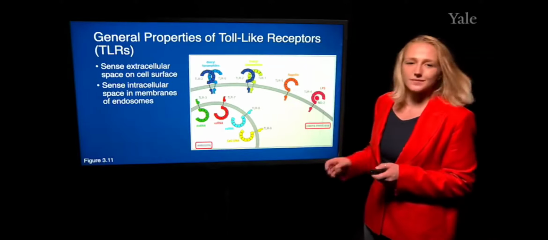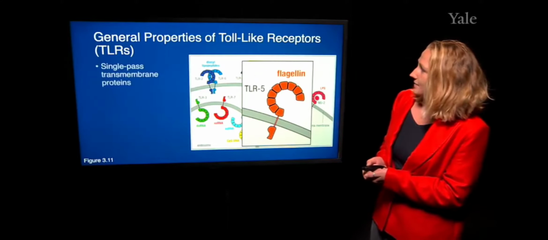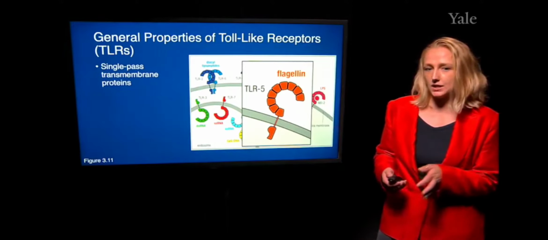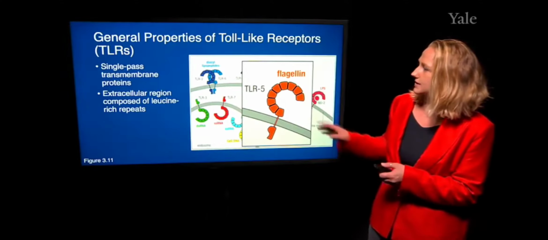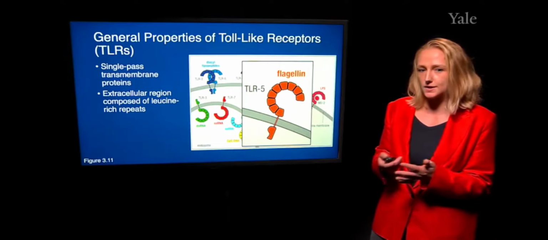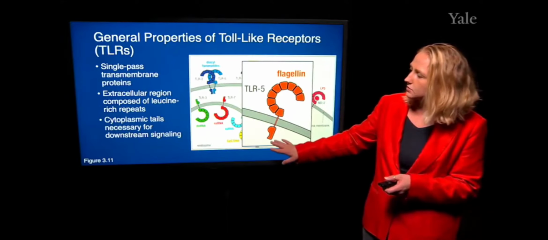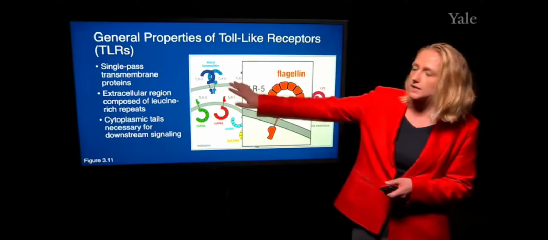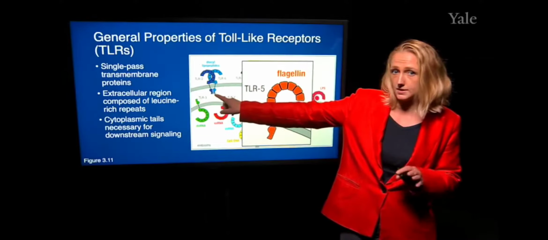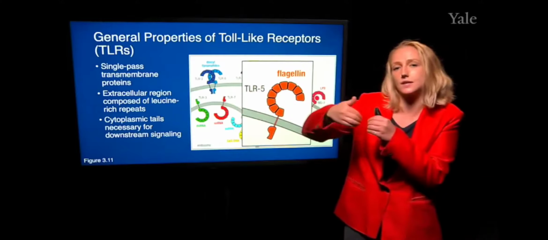And in general, some other things to remember is that they are single-pass transmembrane proteins, and they have an extracellular region composed of leucine-rich repeats, or LRRs. And they have these cytoplasmic tails that are necessary for downstream signaling. So if you can see here, the cytoplasmic tails of both the cell surface and the endosomal membranes stick into the cytoplasm, which then leads to signaling pathways.